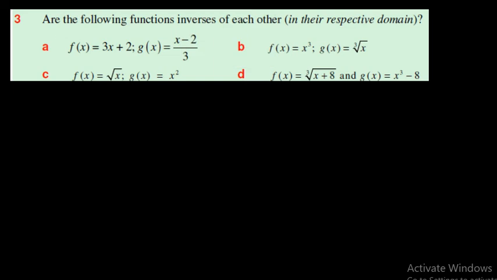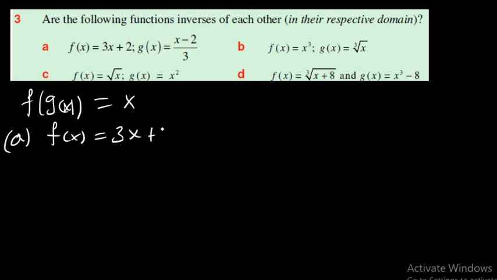Question number 3 says, are the following functions inverse of each other, like we did previously? Two functions are inverse of each other means when you compose them, like f compose g of x, it should give you the identity function, which is x. So a, what is f of x? F of x is equal to 3x plus 2. What about g of x? G of x is equal to (x minus 2) over 3.